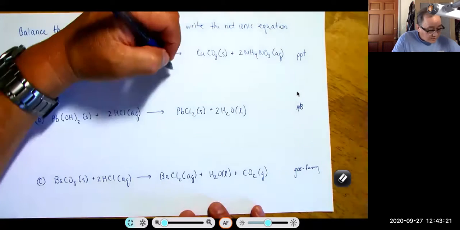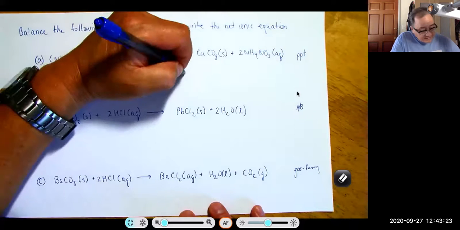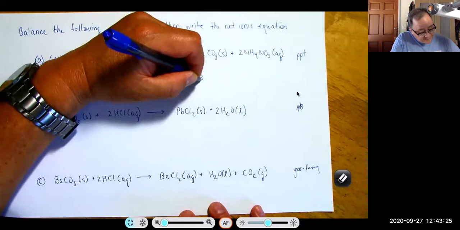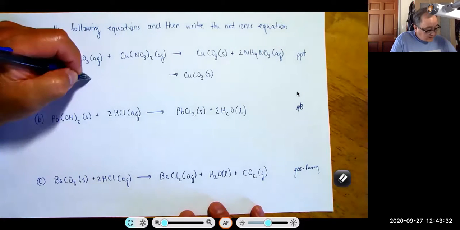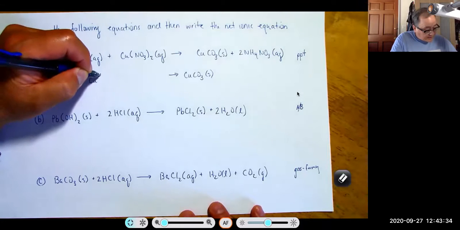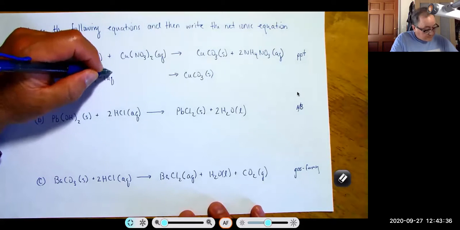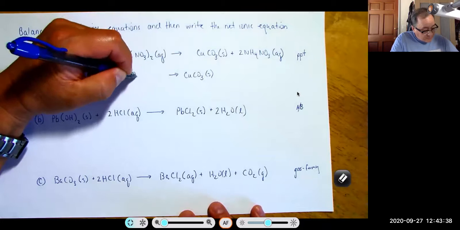Now, what does the net reaction look like? Well, we already know that for the precipitation reaction, you simply write the solid, and then over on the left, you write the ions that are aqueous that made the solid. So copper, 2 plus aqueous, plus carbonate, 2 minus aqueous.